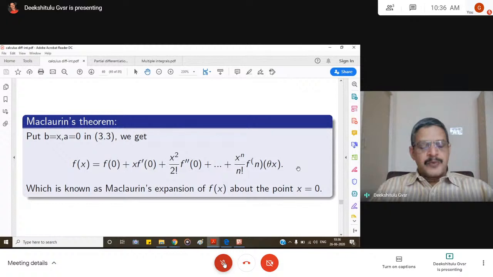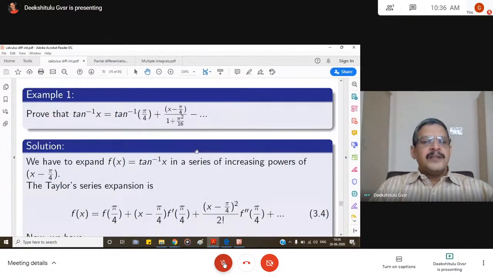This is very useful for us, and in earlier GATE papers there are some questions on Maclaurin's expansions or function expansions. They have asked what is the expansion of e power x sin x, something like that. When such a problem is asked, you can write the function very quickly using Maclaurin's expansion. All you have to do is find the function value f of 0, the derivative at 0, the double derivative at 0, and so on. We get the expansion of any function that is asked.